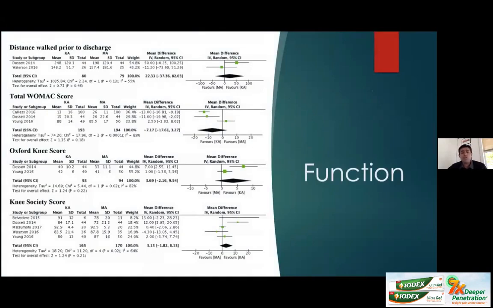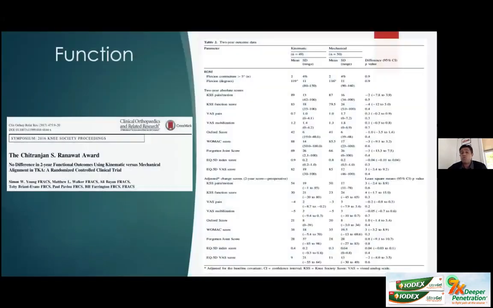In the other scores, like a Womac score, Oxford knee score, a Knee Society score, that diamond seems to cross 0, which means there is no statistically significant difference between mechanically and kinematically aligned knees. So there may not be a true functional benefit.